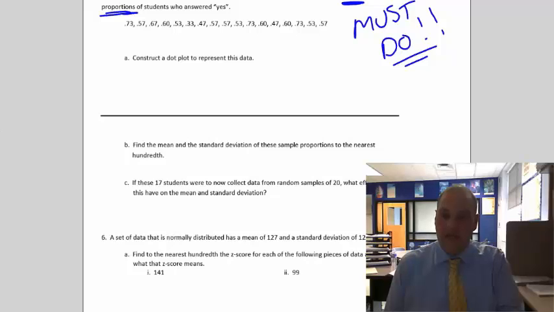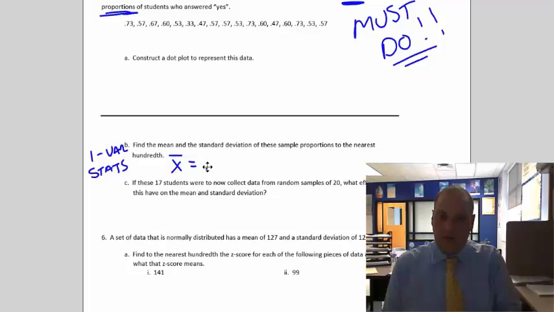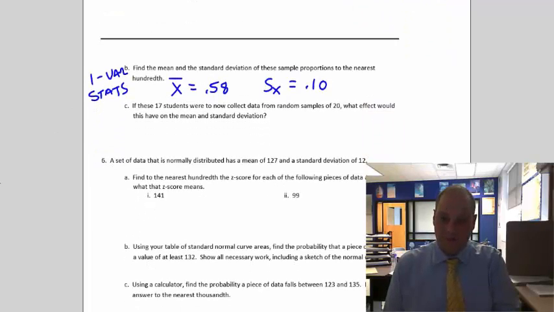Find the mean and standard deviation of these sample proportions. That's just from your calculator. So X bar, and if you don't have a calculator, you couldn't do it. So again, this is from 1 var stats, just list 1 if you put them all in list 1. X bar comes out to be 0.58, and then SX is 0.10, and again, that is from 1 var stats.